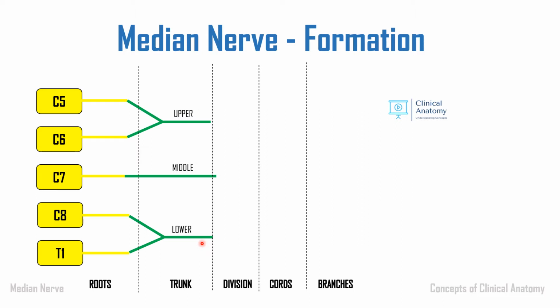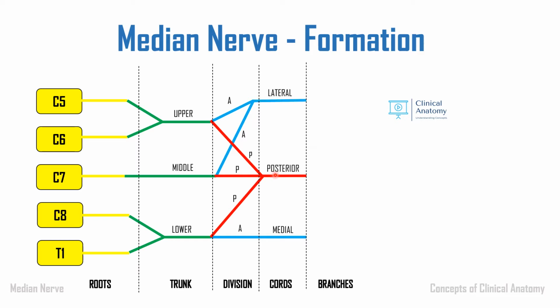All these trunks are divided into anterior and posterior branches, out of which the anterior branches of the upper and middle trunk join to form the lateral cord. Then the anterior division of the lower trunk continues as the medial cord. All the posterior divisions combine to form the posterior cord. This lateral, posterior and medial is in relation to the second part of the axillary artery in the axilla.